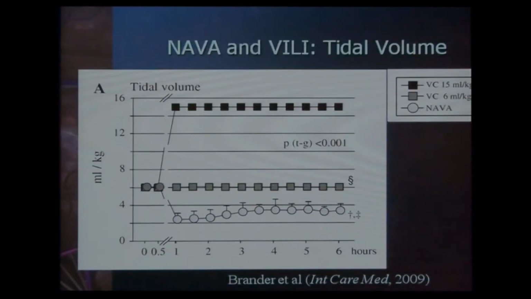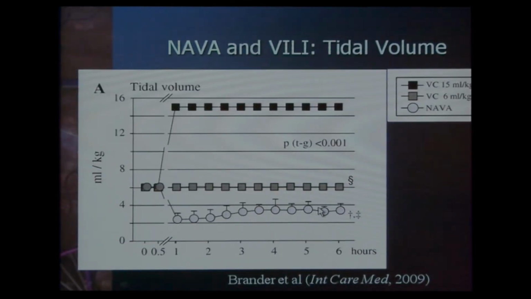So here's some of the results. This is the tidal volume, mils per kilogram, versus time on the x-axis. You can see here the 15 ml per kilo. Not surprisingly, tidal volume was 15 ml per kilo. 6 ml per kilo, the tidal volume was 6 ml per kilo. This group, I think, is the interesting group. This is the NAVA group.